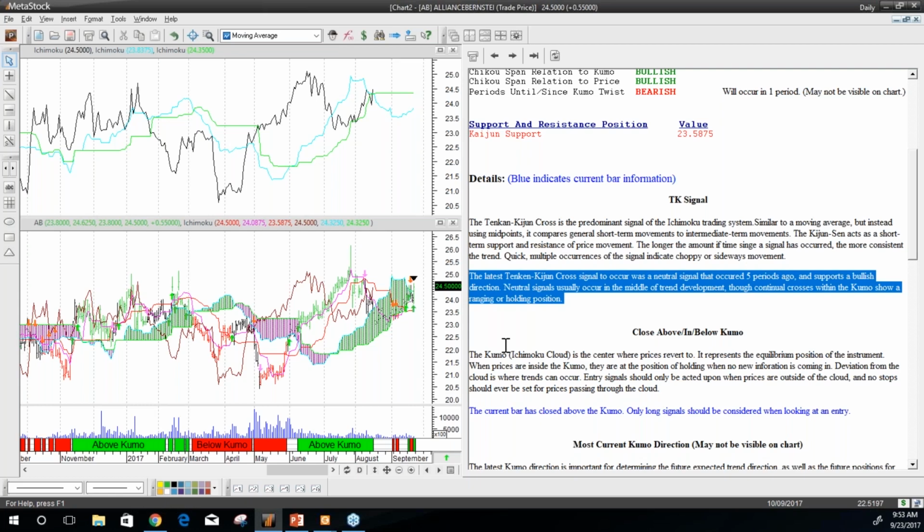I've seen classes out there where they might be using a TK cross or a close above the Kumo type of relationship, and that's primarily what they're teaching you in the class. And guess what? That class is like $6,000. Whereas personally, I was able to go through and learn a lot of what this is doing just by using the expert advisor. So very cool stuff.